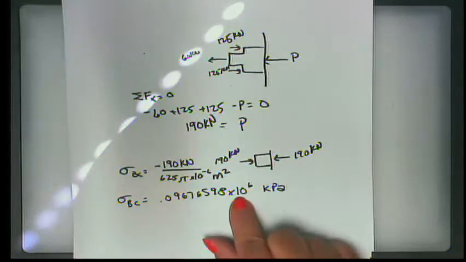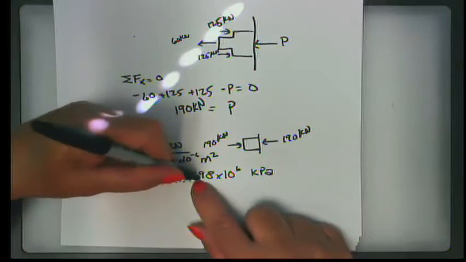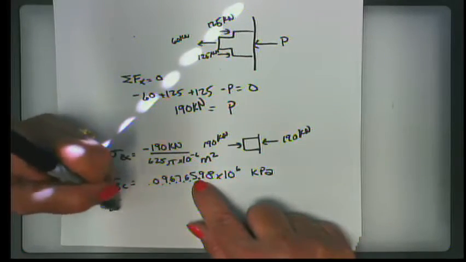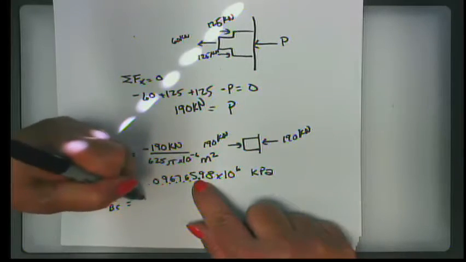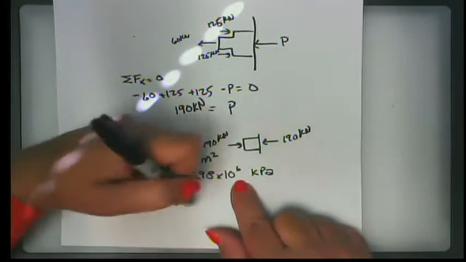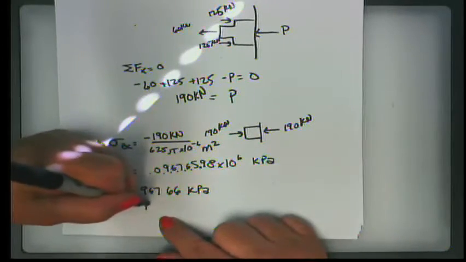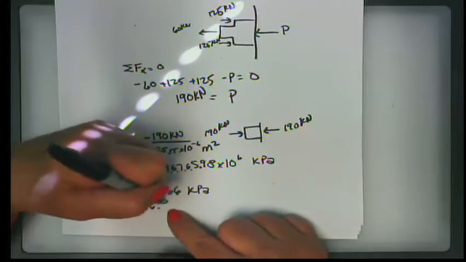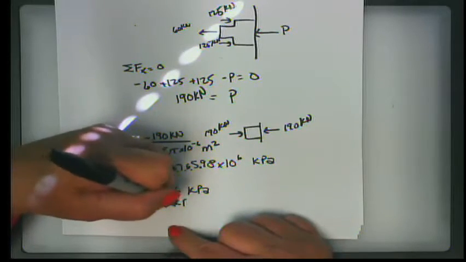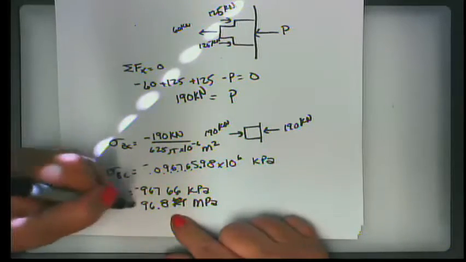And then once again, this is bad form. So I go 1, 2, 3, 4, 5, 6. And I can say then that sigma in BC is 96,766 kilopascals, or 96.7, 96.8 megapascals. And the answer is those are negatives.